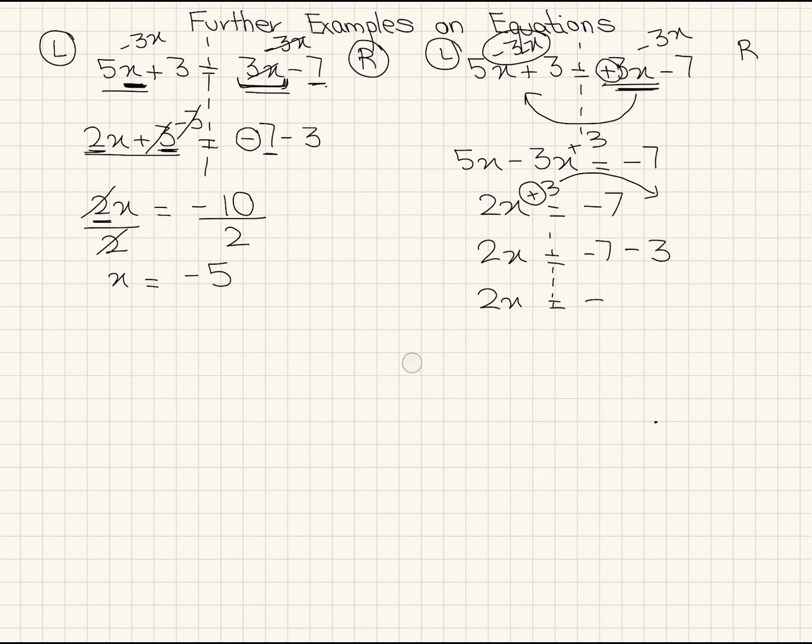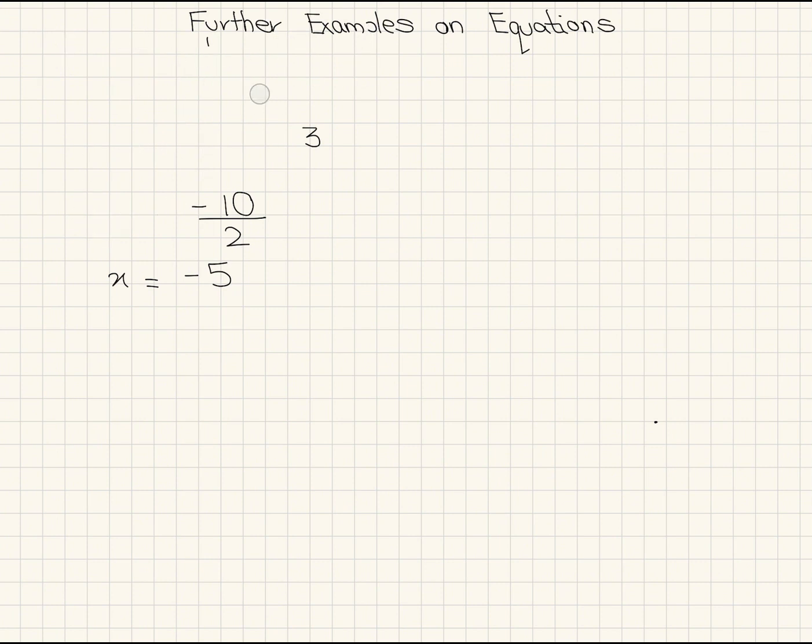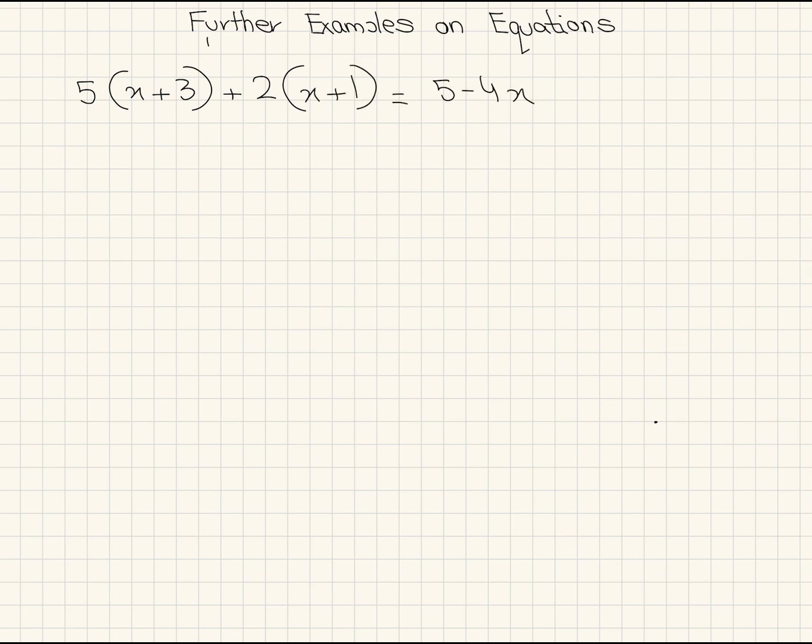Let's take another example and see how that is done. So in this example, I'm also going to be introducing some brackets, and I will be opening some brackets. All right, so I have 5(x plus 3) plus 2(x plus 1) equals 5 minus 4x. All right, what do I do in this case? I will firstly need to get rid of my brackets. That's the first thing you do.